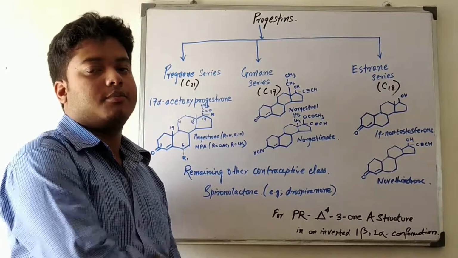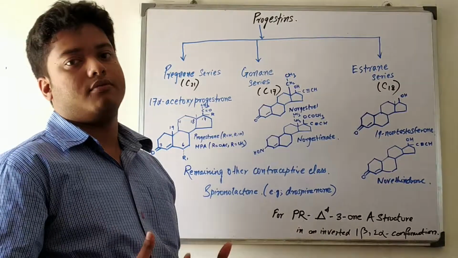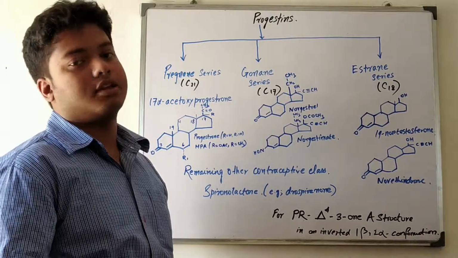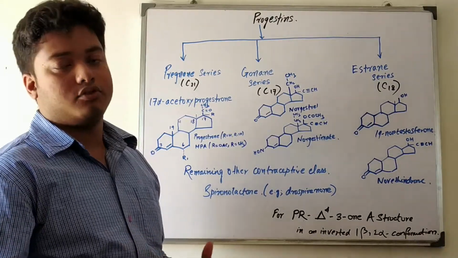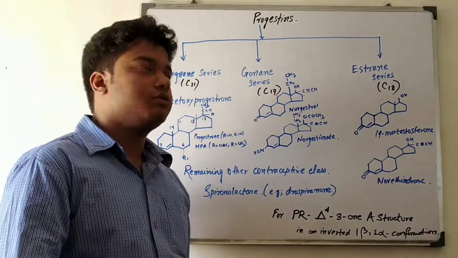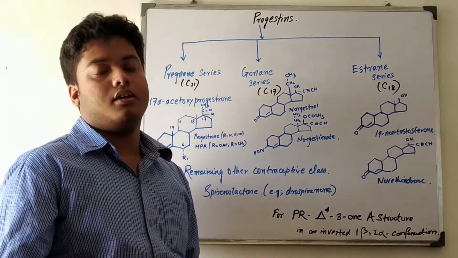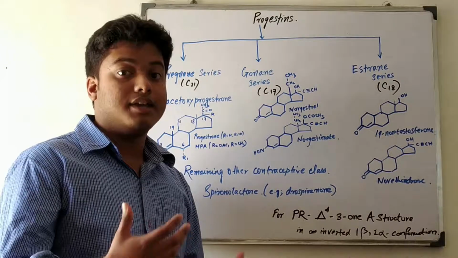In the previous video, we discussed the different types of anti-estrogens. We have also discussed the selective estrogen receptor modulators. In this video, we will discuss the progestins. Progestins play a major role in the menstrual cycle because they maintain the pregnancy.